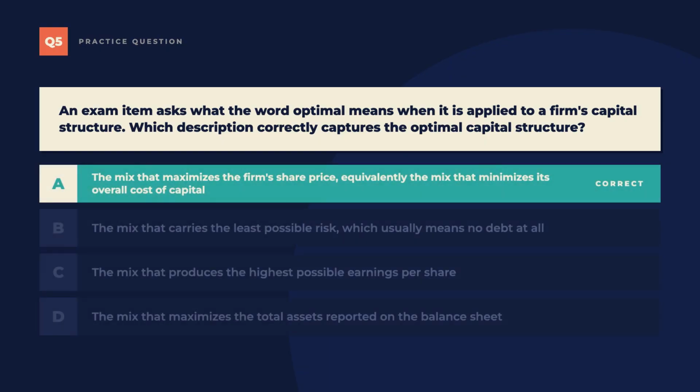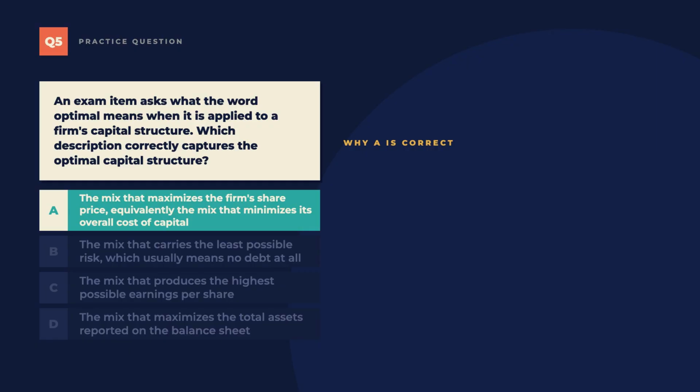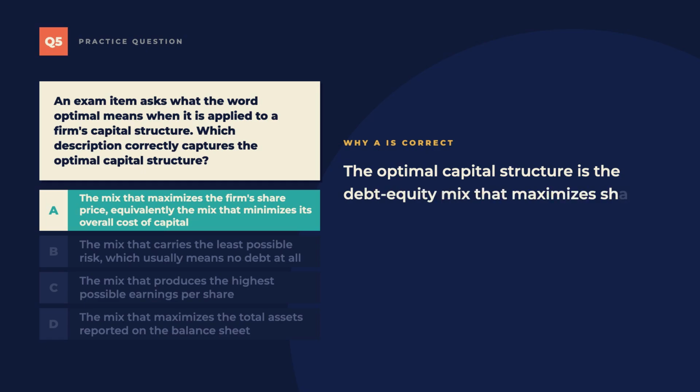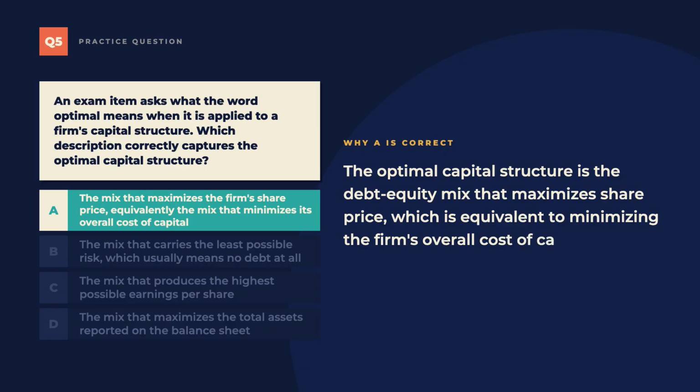The correct answer is A. The mix that maximizes the firm's share price. Equivalently, the mix that minimizes its overall cost of capital. A is correct because the optimal capital structure is the debt-equity mix that maximizes share price, which is equivalent to minimizing the firm's overall cost of capital. It balances debt's cost advantage against the added risk that debt creates.